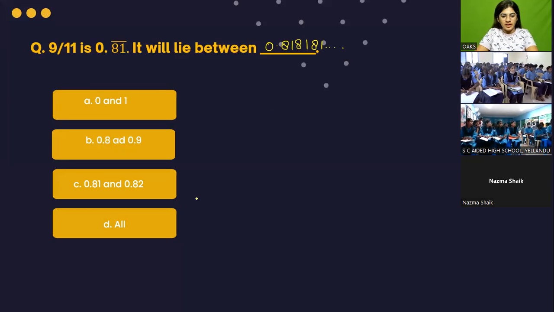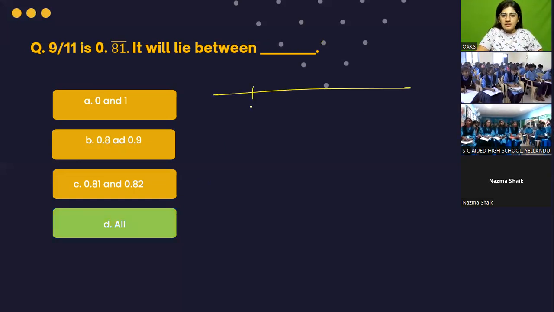B, madam. Okay, you are saying C because it is closely related in between this area. Now, is this a right answer? B, 0.8 and 0.9. It is also lying between 0.8 and 0.9. We are just moving in reverse in the successive magnification, right? You are just saying the closest part, 0.81 and 0.82. That is correct. But it is also lying between 0.8 and 0.9. It is also lying between 0 and 1. So all these are correct.